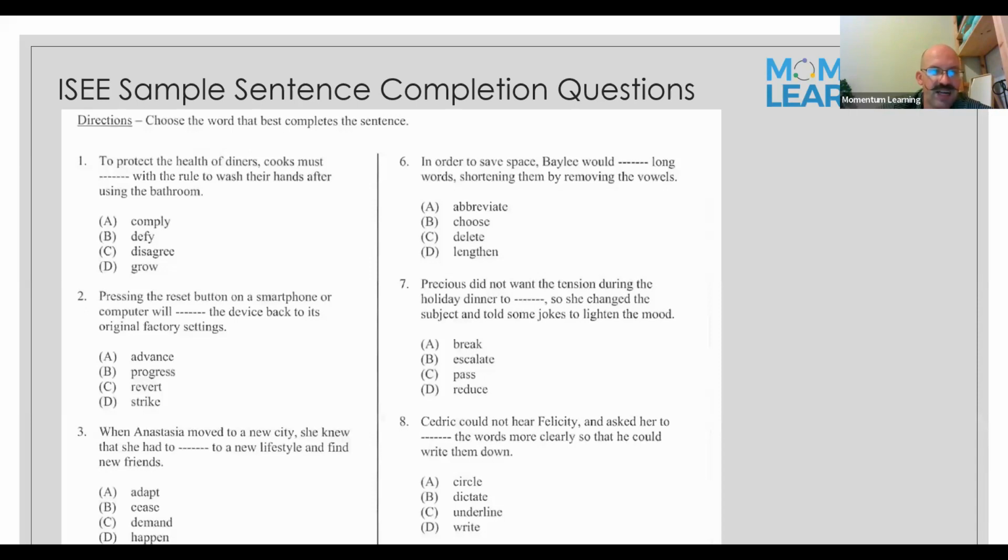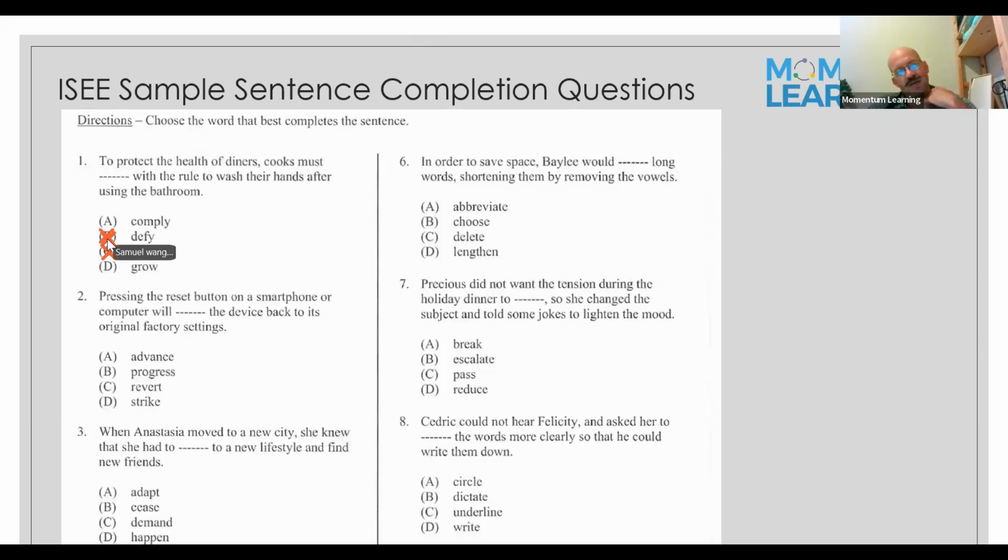To protect the health of diners, cooks must blank with the rule to wash their hands after using the bathroom. Well, if you look at B and C, they essentially mean the same thing. So there's a problem. That's a signal to me as a test taker. It's like, okay, hold on, these mean the same thing. Not that they're close to meaning the same thing, they mean the same thing. So when you have that, it's almost a quick clue that you can cross those out.